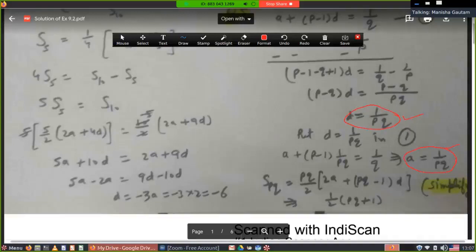Now you want the sum of pq terms. Sn is n by 2, so S of pq means pq upon 2 into (2a plus (pq minus 1) d), where n is replaced by pq. Now put the values of a and d and simplify it. You will get half of (pq plus 1). If you want, do the simplification yourself: just put the values of a and d given above and simplify the whole statement. You will get the value of S of pq, that is half of (pq plus 1).